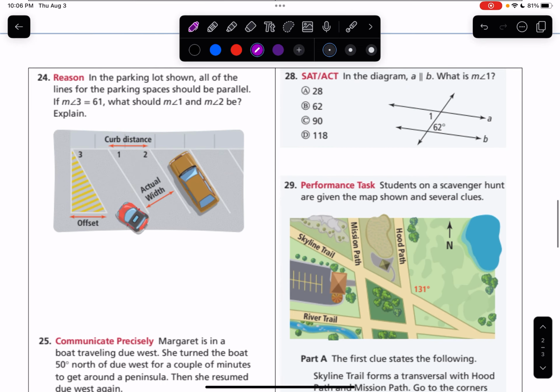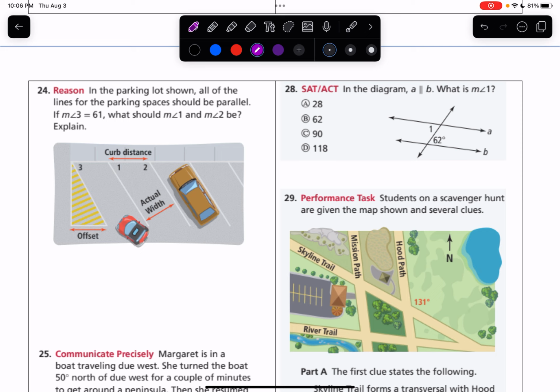All right, 24. In the parking lot shown, all of the lines for the parking spaces should be parallel. If the measure of angle 3 is equal to 61, what should the measure of angle 1 and the measure of angle 2 be? Explain. So we can see the parallel lines that are in this diagram. Here is a parallel line, here's a parallel line, here's a parallel line, which tells me that angle 3 and angle 1 happen to be corresponding angles on the same transversal.